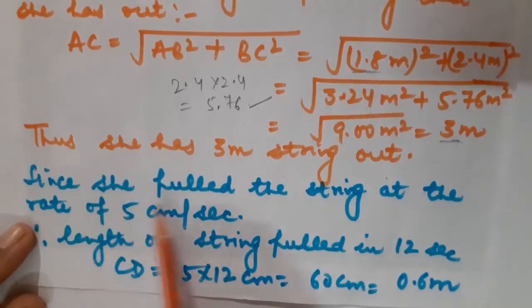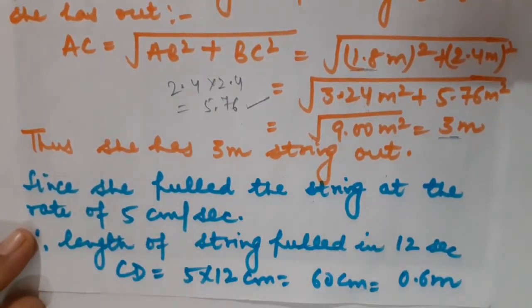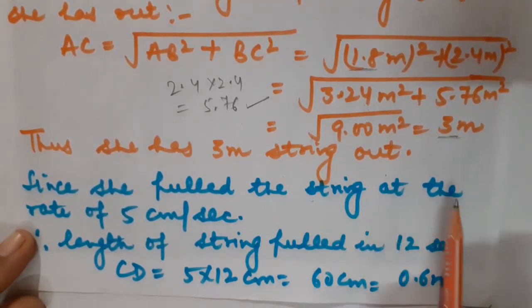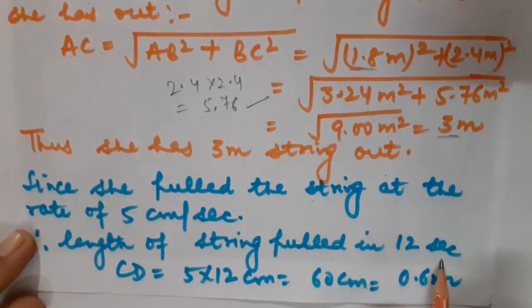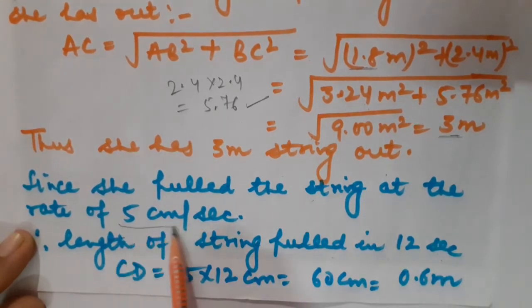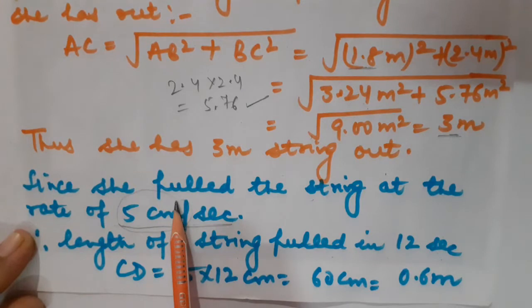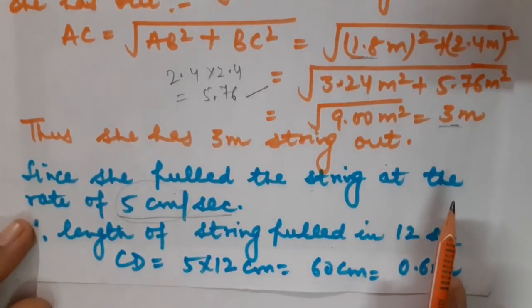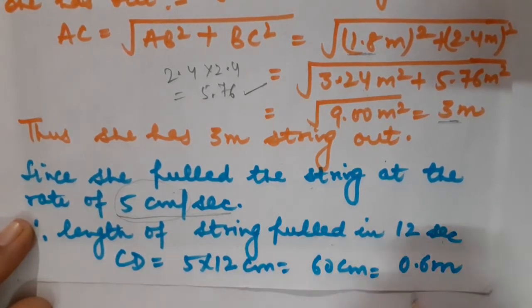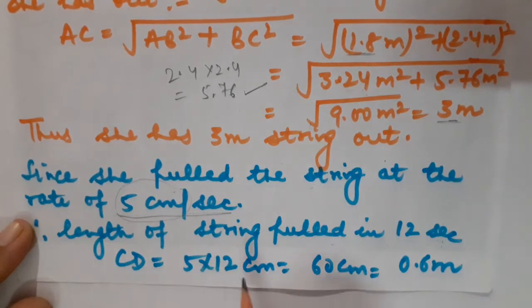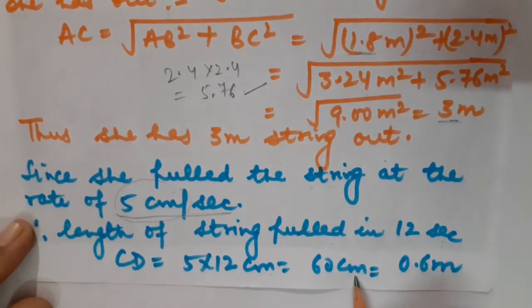Now, as the string is taut, she is going to pull it. She is going to stretch it very tightly at the rate of 5 centimeter per second. So what is the length of the string pulled in 12 seconds? In 1 second it covers 5 centimeter, so we have to calculate how much distance it covers in 12 seconds, means the length of the string she pulls in 12 seconds. That is CD equal to 5 into 12 centimeter, that is 60 centimeter.